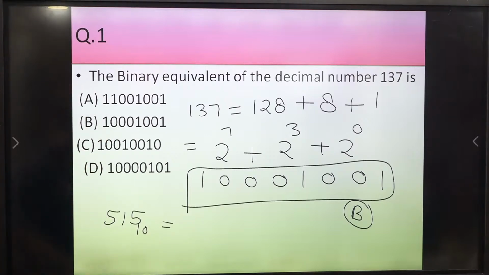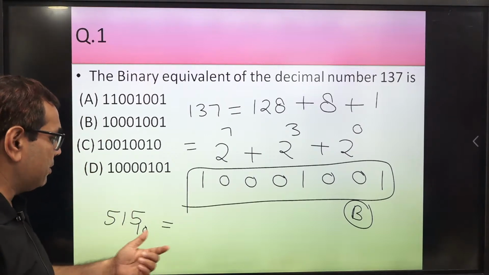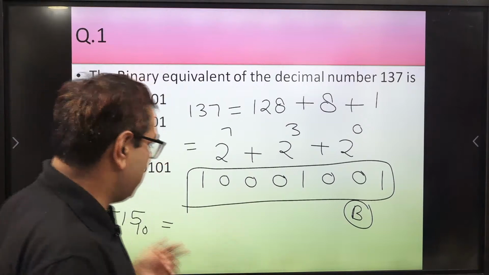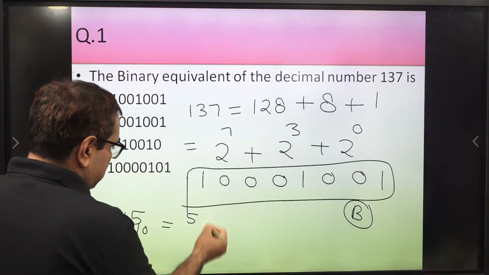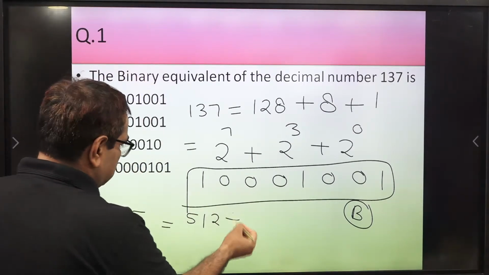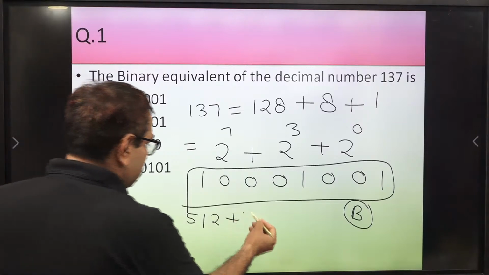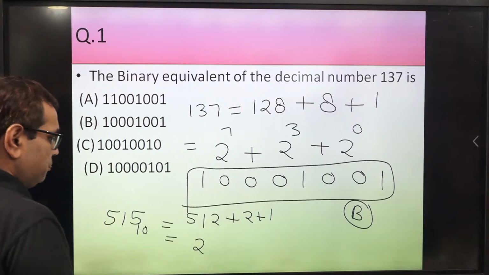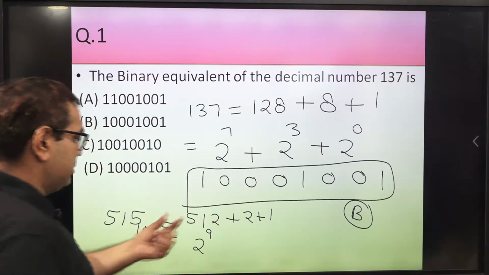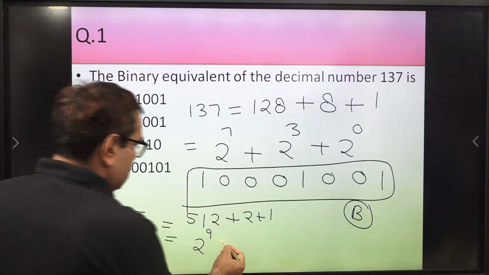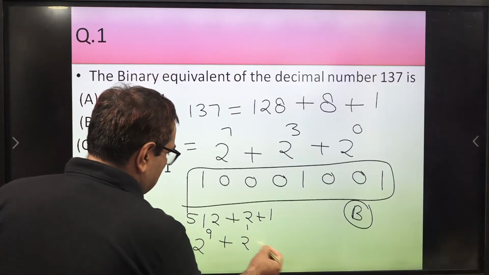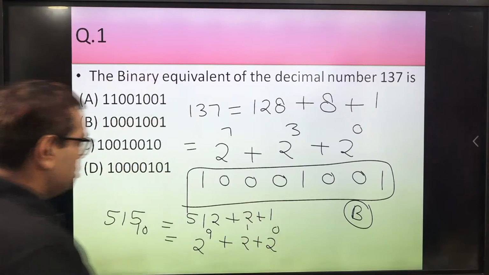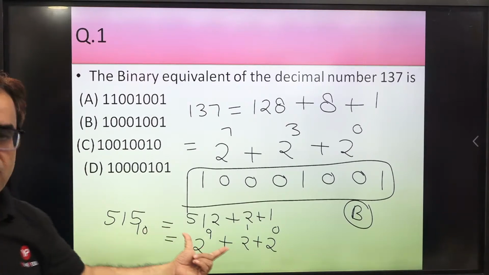So we know that 512 comes in powers of 2, right? So this can be written as 512 plus 3 remaining. So that can be written as 2 plus 1. So we can say 512 is 2 raised to the power 9, plus 2 raised to the power 1, plus 2 raised to the power 0. So this number can be expressed in this form, right?